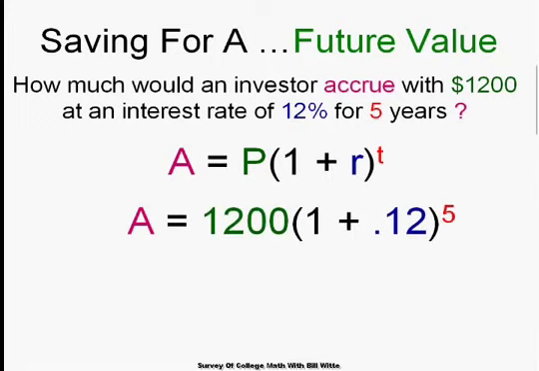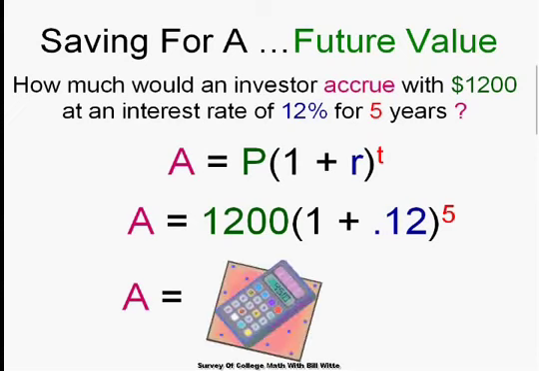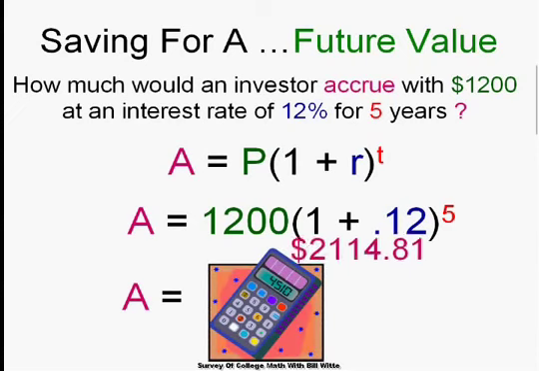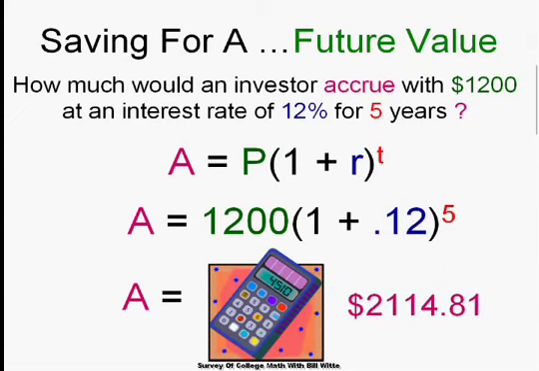We put in for the principal $1,200. We put in for the interest rate, in this case, 0.12. We didn't even talk about compounding in this case. And after 5 years, we used our calculator, and we got an answer of $2,114.81.